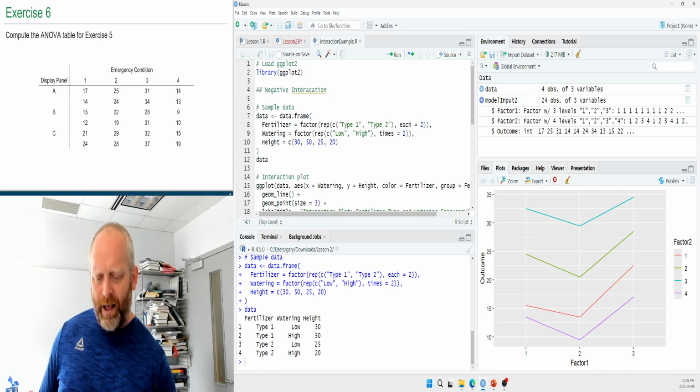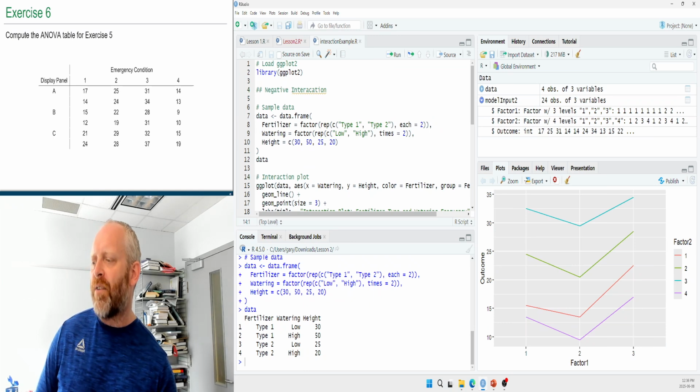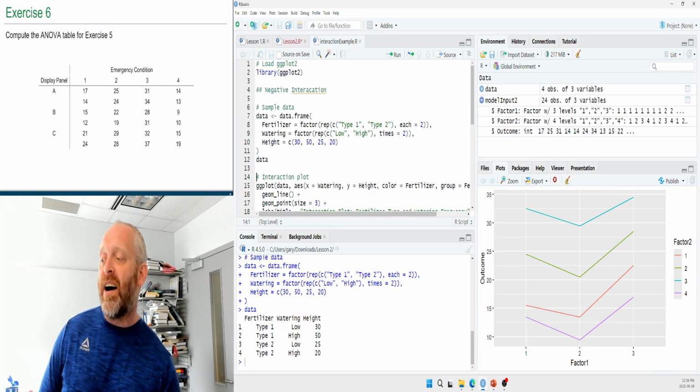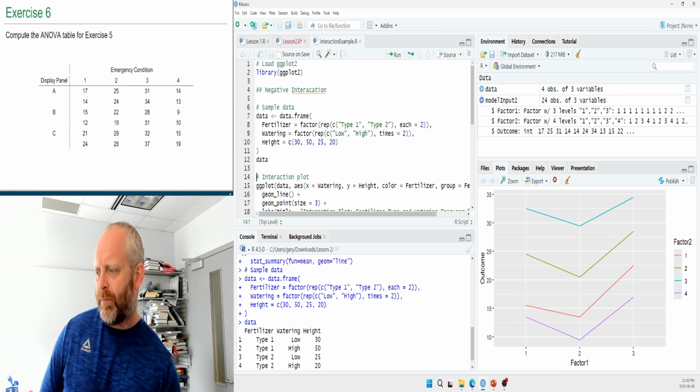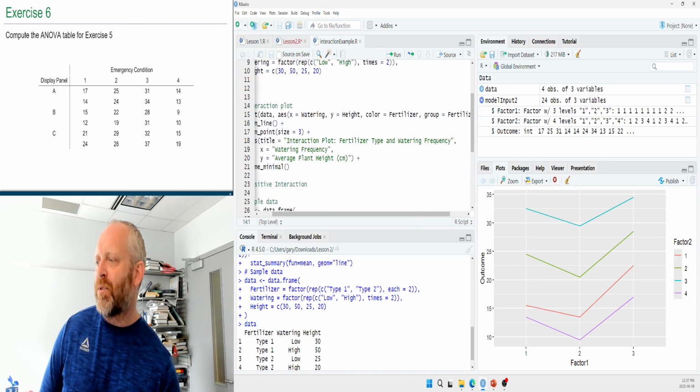So for example here, if I'm looking at fertilizer type 1 under a low level of watering, I'm going to get a height of 30. Fertilizer of type 1 high watering, I'm going to get a height of 50. Fertilizer 2 low 25, high 20. All right. So let's plot these, and I'm going to do exactly the same sort of thing here.